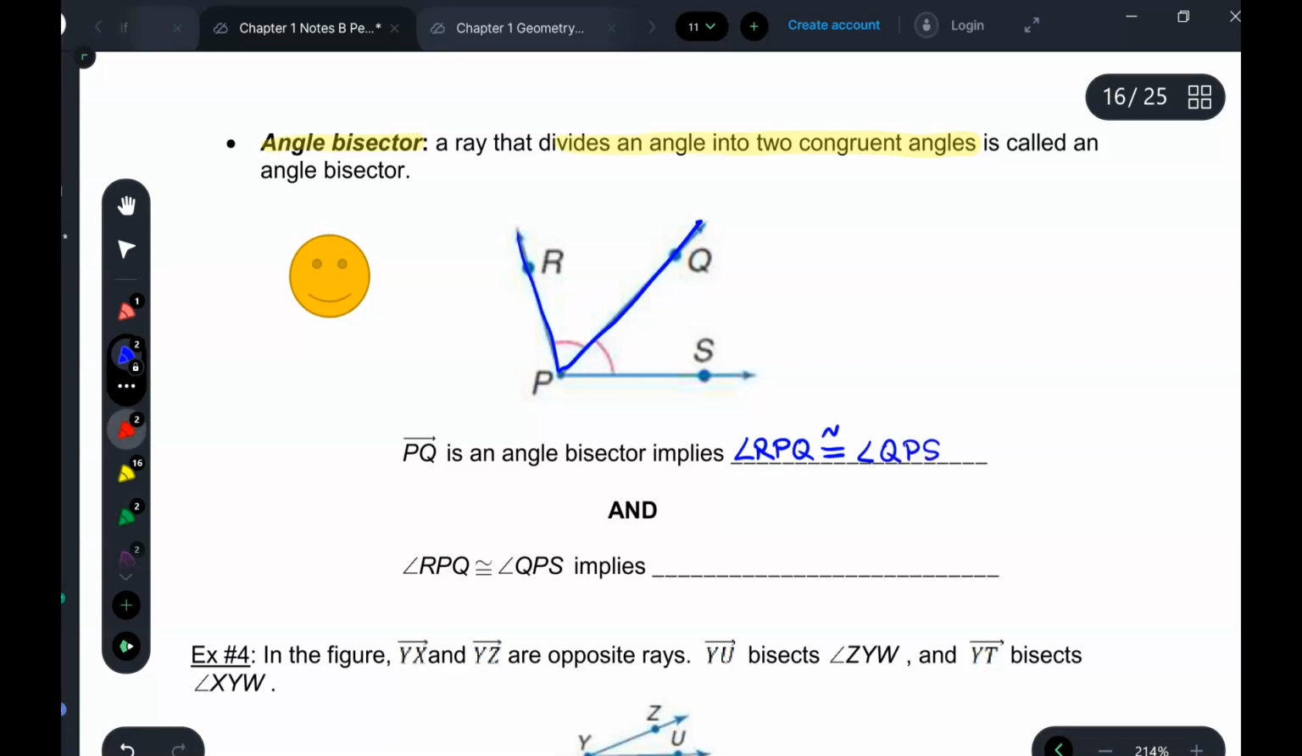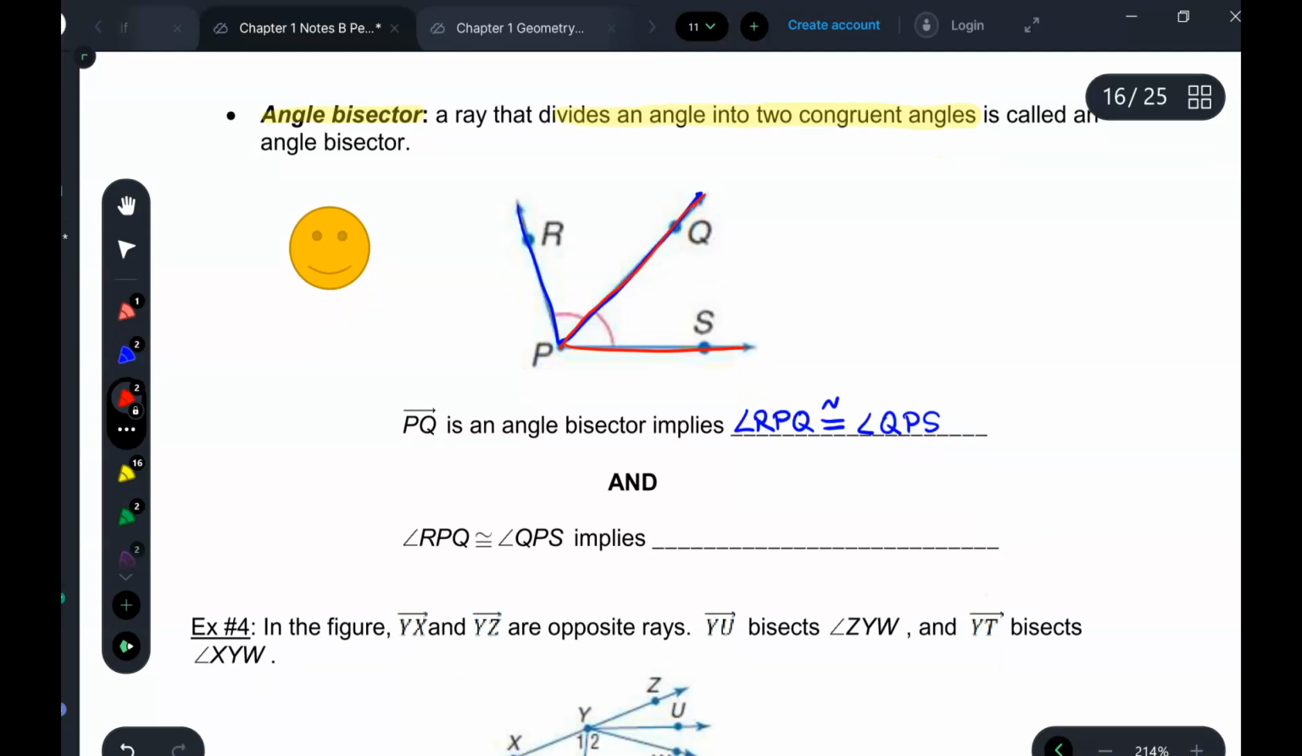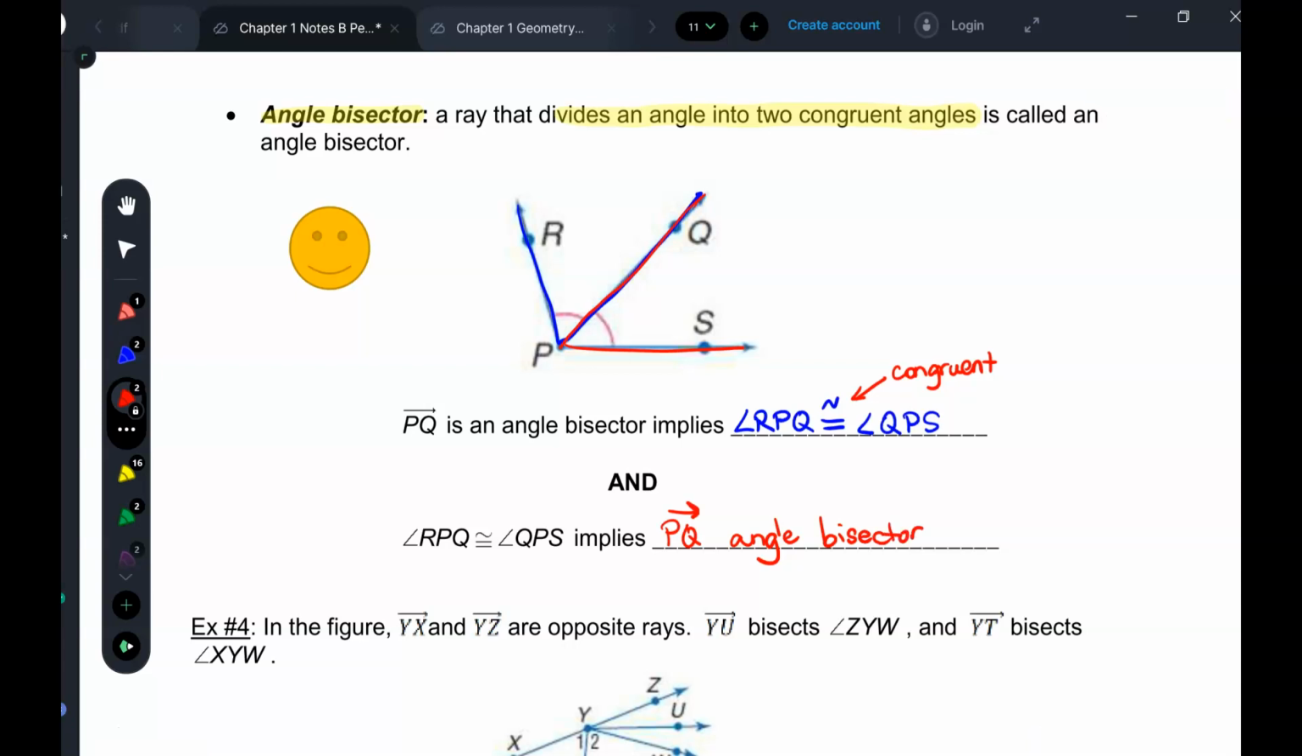Do you see that? These two angles, and the equal sign with the squiggly line means congruent. When you have an angle bisector, you know what it means to dissect, to take apart. Bisect just means two parts. So angle bisector means the angle is split into two parts. And the opposite is also true.